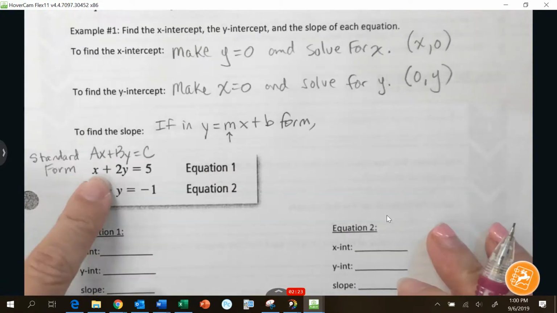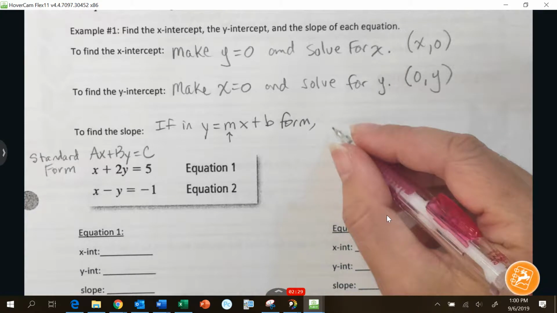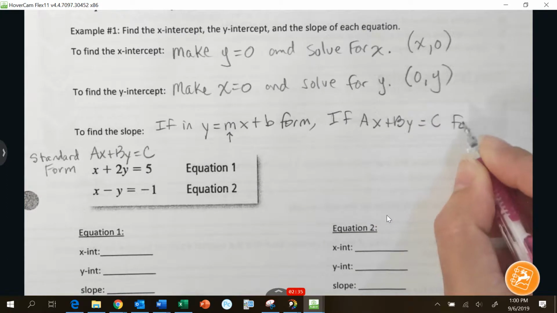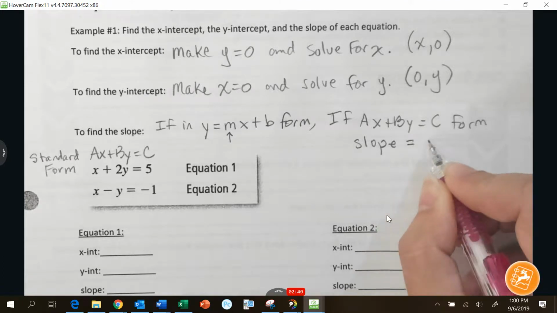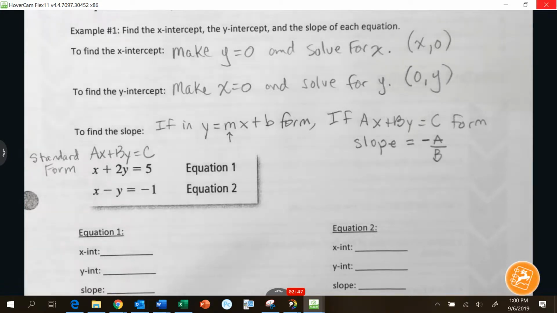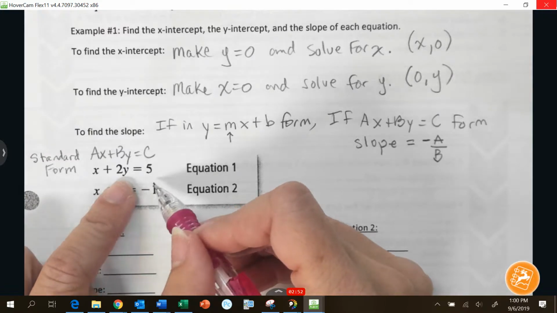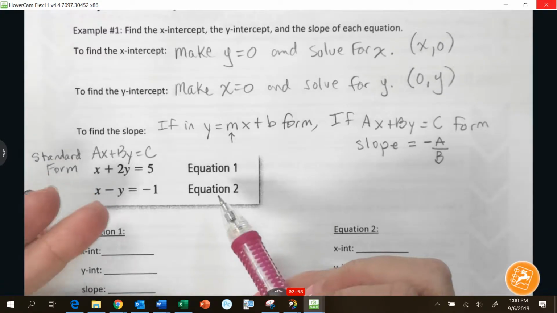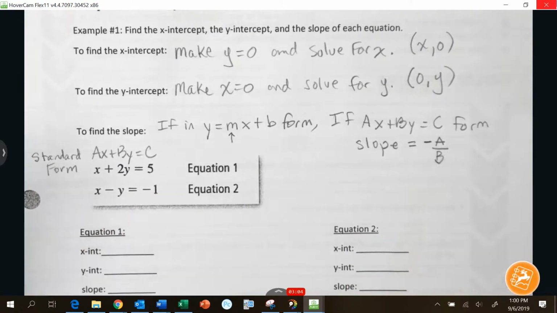If it's in the form of something x plus something y equals a constant, to find the slope, you do negative the a value over the b value, and you have the slope. That's much faster than trying to make this say y equals and making silly mistakes in the process. I will show you that with these examples. But you can go do the longer way if you want. You can change it into y equals mx plus b form if you can't remember this.